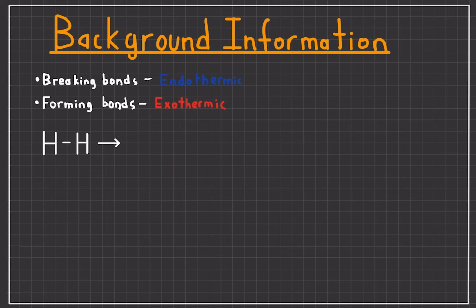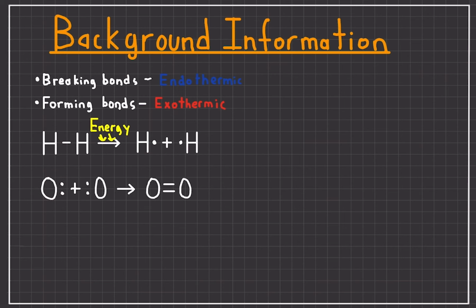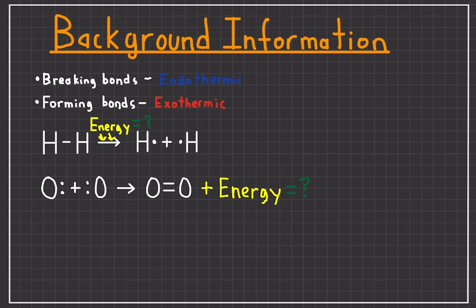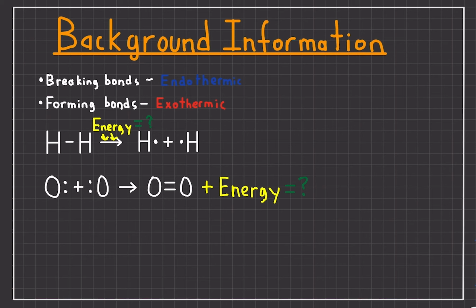For example, in order to separate these two hydrogen atoms, they must absorb energy from their surroundings. On the contrary, when a bond is formed between these two oxygen atoms, energy is released. But how do we know how much energy it would take to separate the hydrogen atoms, or how much energy is released when the bond between the oxygen atoms is formed? For that, we need to look at the bond dissociation energy.